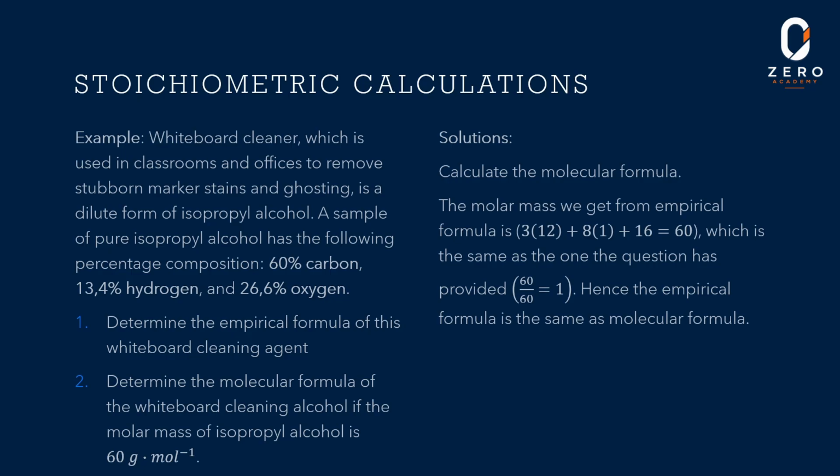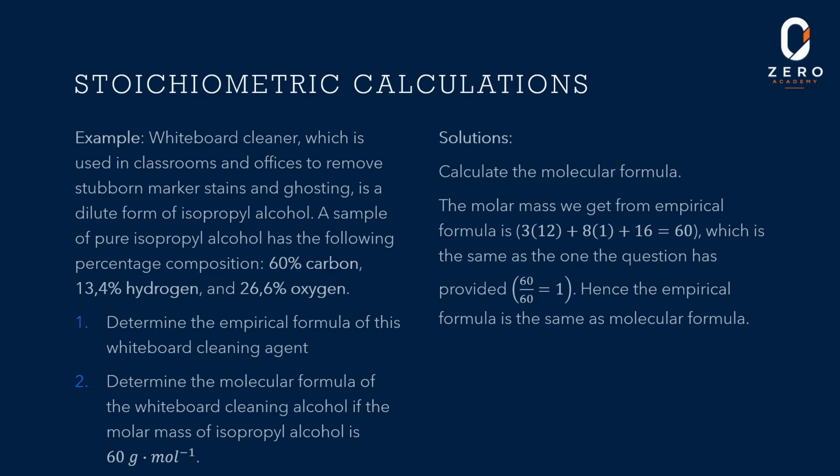Now let's move on to the second part of the question, calculating the molecular formula. The molar mass we get from the empirical formula is equal to 3 multiplied by 12 plus 8 multiplied by 1 plus 16, which will give us a value of 60. And if you look, the question also gave us a molar mass of 60.